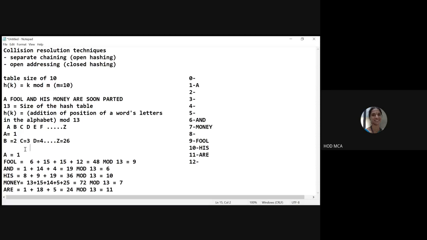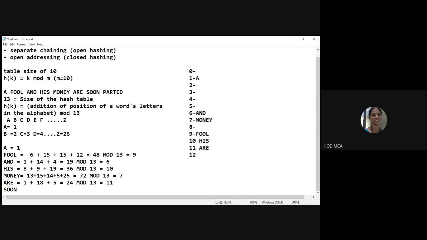Right. Next, going into our example, we have "soon". Let's calculate for soon. S is 19, plus O is 15, another O, 15, and then N is 14. So 19 plus 15 plus 15 plus 14 comes up to 63. You can calculate and see. 63 mod 13 is 11.